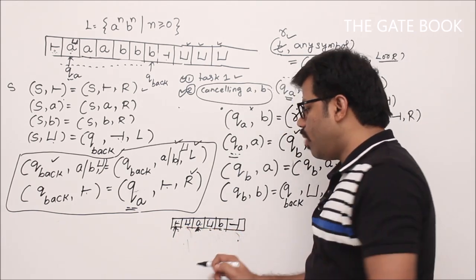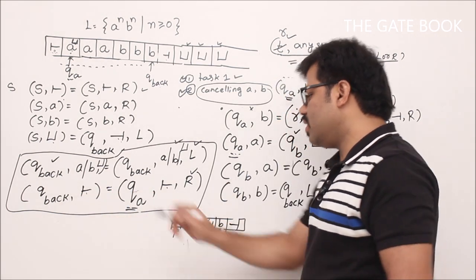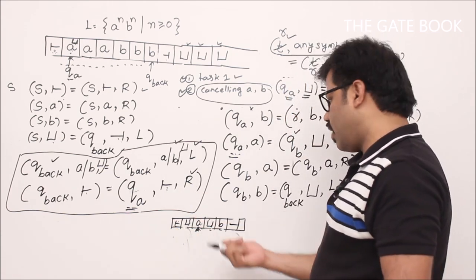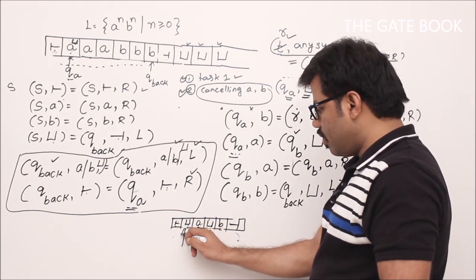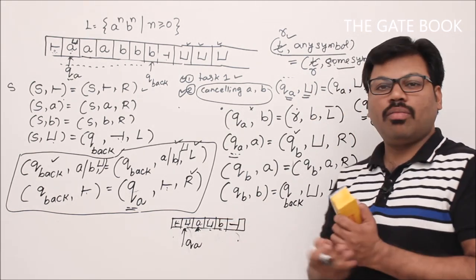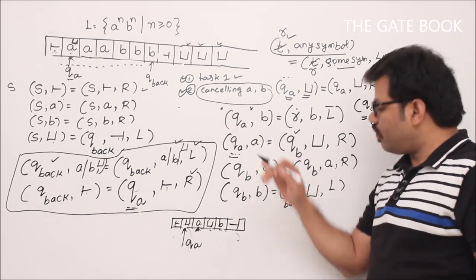Then here you are in Q back, you see the left hand symbol. So what to do? Again change your state to QA, fine, and don't touch it. Go right, go right. So we'll come to QA. Now what is QA's job? How did you define it? It has to cancel A, right? Such a way we plan, definitely it will work.